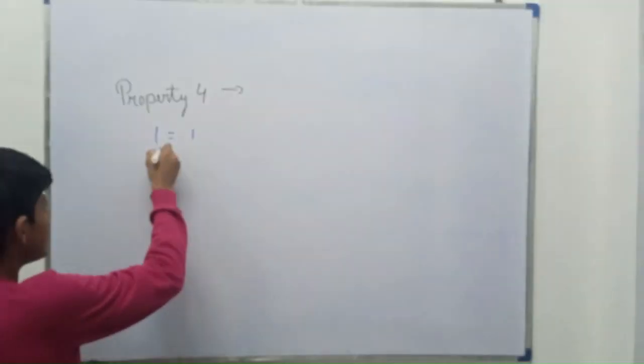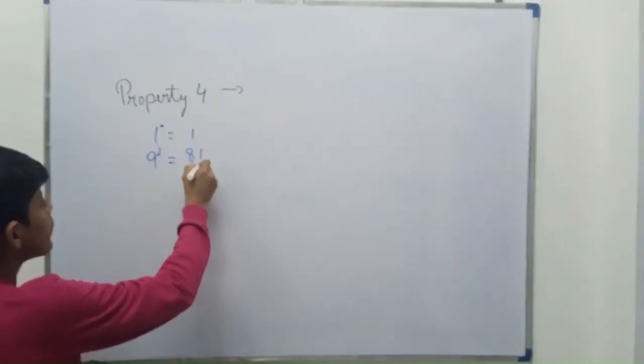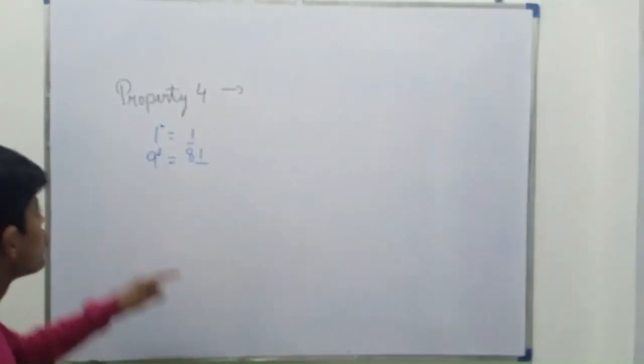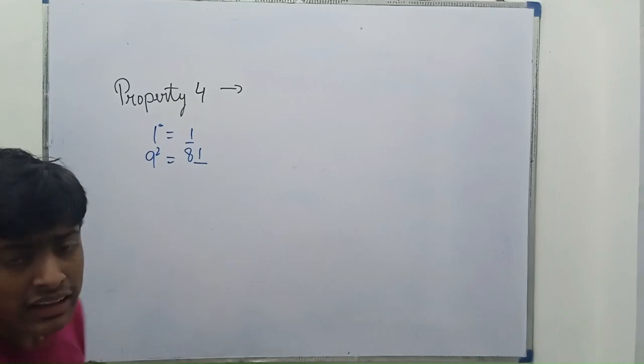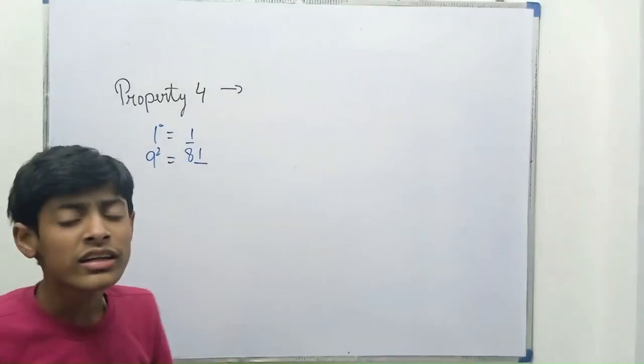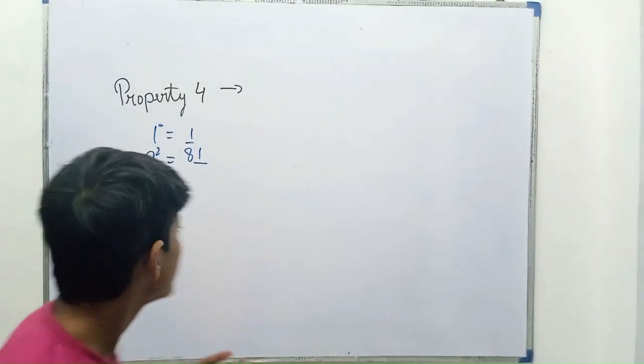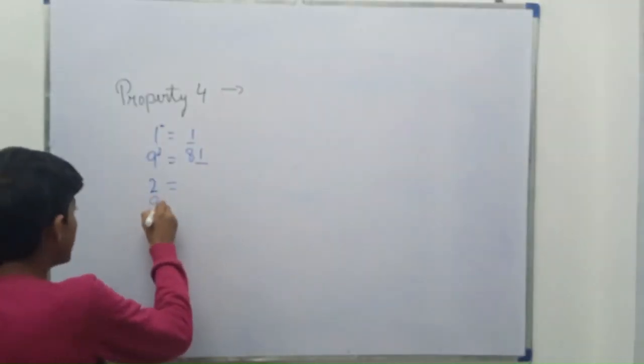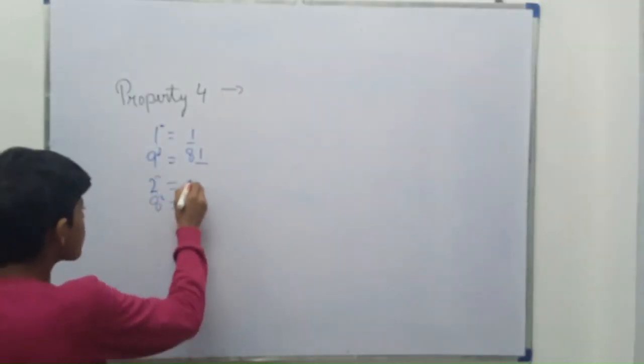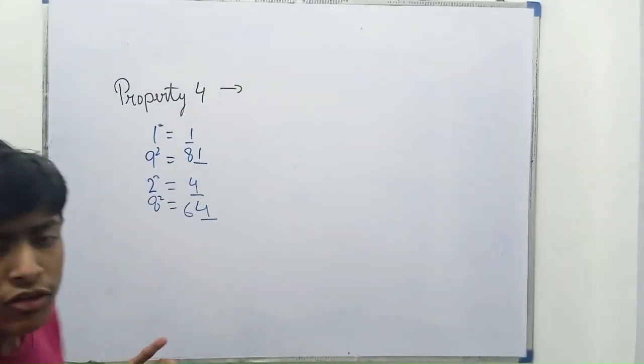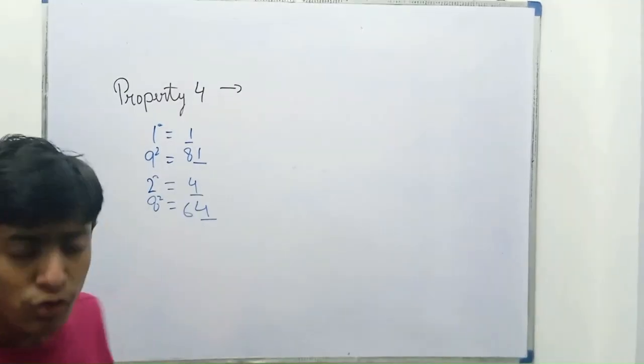Square of 9 is 81. So the units place is 1. So in the squares of 1 and 9, the unit digit 1 is common. And if we take the square of 2 and the square of 8, 2 squared is 4, 8 squared is 64. So 4 is common in the squares of 8 and 2.